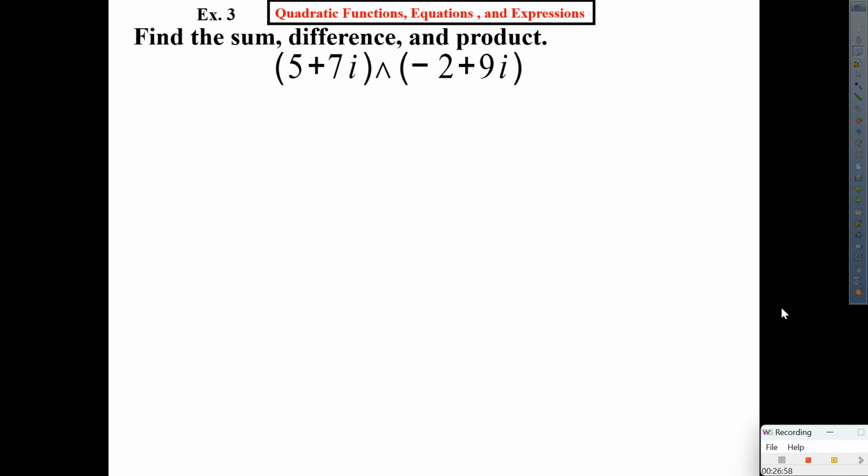Stop real quick. Show your neighbor what you got for the sum. Make sure they have the same thing. What did they get for the sum? Okay. Continue.